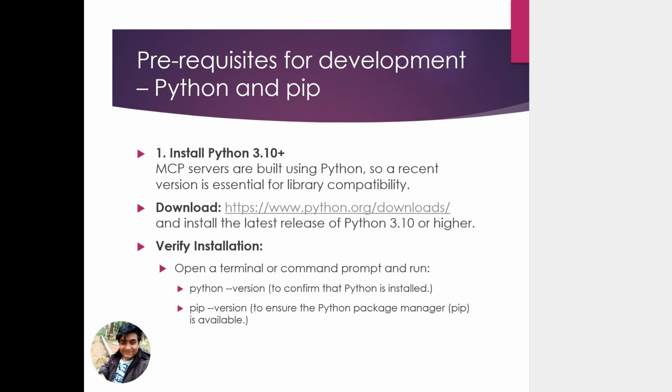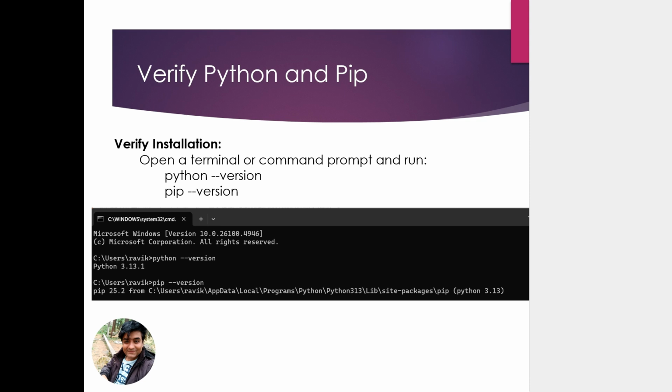So to verify that pip is there in your machine, you can run the command pip --version to ensure the Python package manager pip is available. And this is how you can verify Python and pip, where you can run these two commands. The specific versions of Python and pip would be shown to you after you have successfully installed Python and pip on your machine.